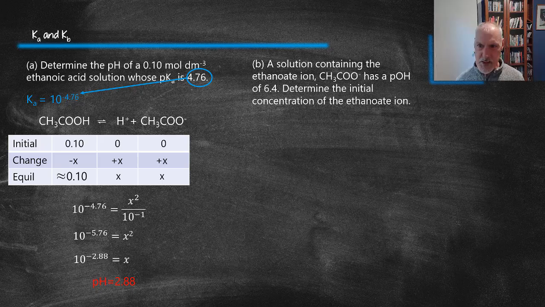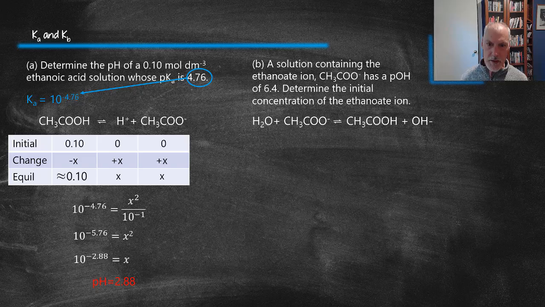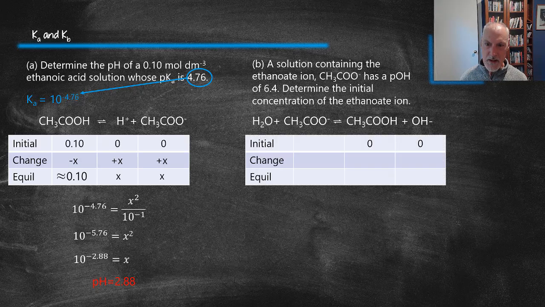In a follow-up question to this, the solution containing the ethanoate ion has a pOH of 6.4. Determine the initial concentration of the ethanoate ion. So this question is a follow-up from the previous one. So I am going to reach back and grab some information from it. First thing I'm going to write is the equation for the ethanoate ion acting as a base. So here it is accepting the proton from water to form the weak acid and the OH- ion. And I'll put in my ice table.